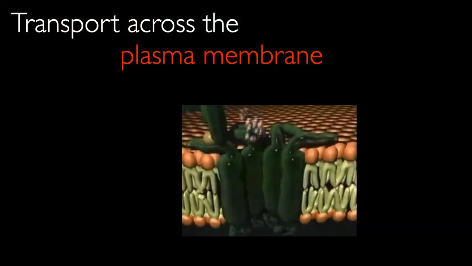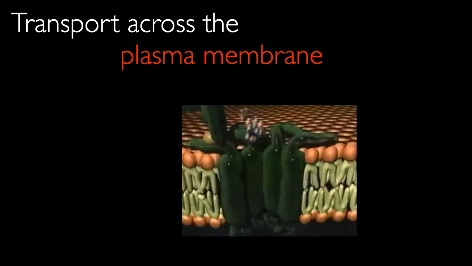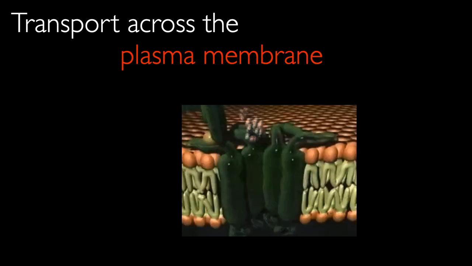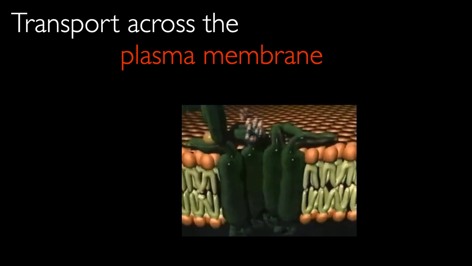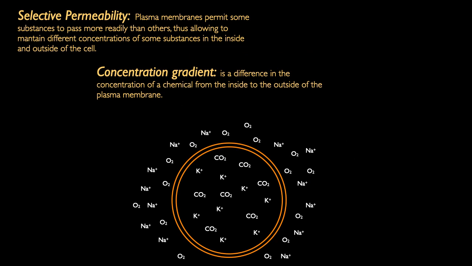All right, welcome. Let's see now one of the most important functions of the plasma membrane, that is controlling what can go through it or not. Here you have a plasma membrane and some ions inside and outside. Because the membrane has selective permeability, some ions can move across more easily than others.